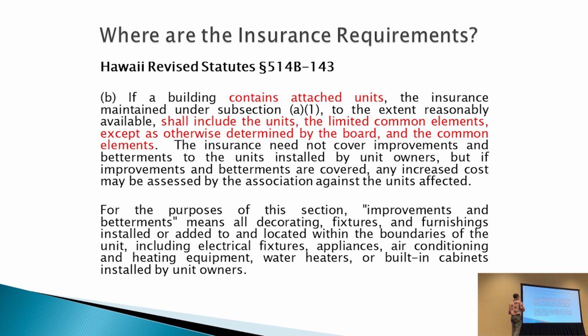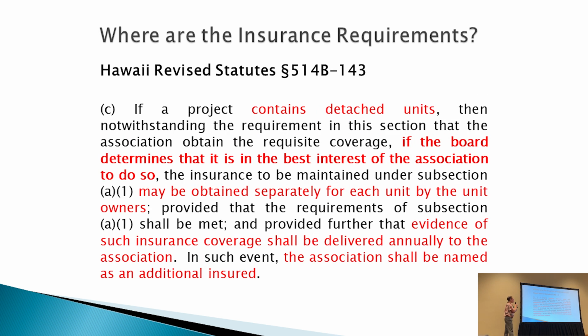For the purposes of this section, improvements and betterments means all decorating, fixtures, and furnishings installed or added located within the boundaries of the unit, including electrical fixtures, appliances, air conditioning and heating equipment, water heaters, and built-in cabinets installed by unit owners. If a project contains detached units, think townhomes, think single-family homes. By the way, I have a couple of 514B condominium associations that are comprised of single-family homes. That is common. They're detached units. They're not attached to each other.